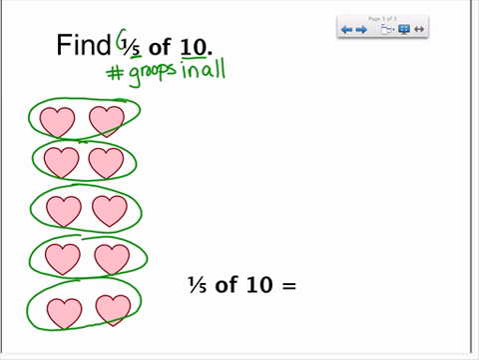The numerator, or top number of the fraction, tells us how many groups we are going to consider. They're asking us to find 1/5 of 10. So I am going to find one of my 5 groups. I see here that one of my 5 groups has 2 hearts in it. So we would answer this question by saying 1/5 of 10 equals 2.